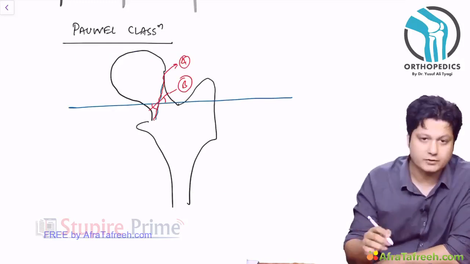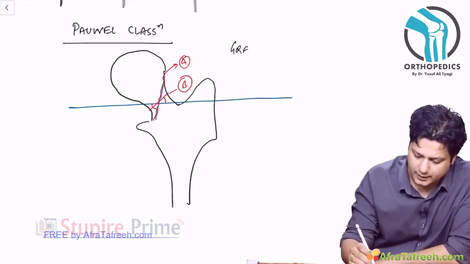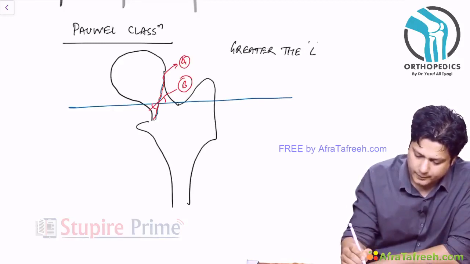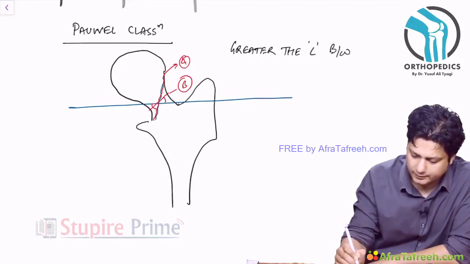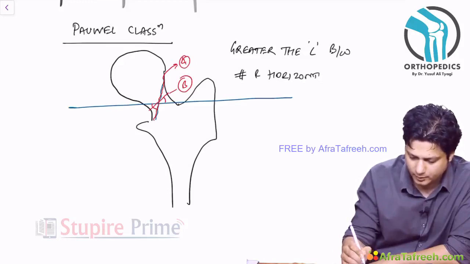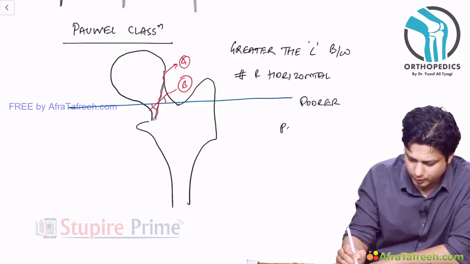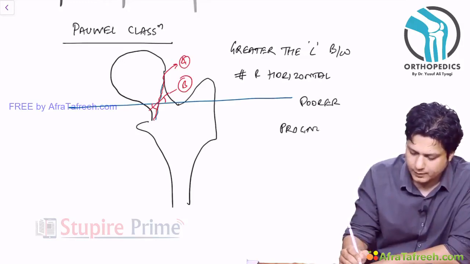And what is the significance of this Powell's classification? The greater the angle between the fracture line and the horizontal, the poorer the prognosis. Poorer will be the prognosis.